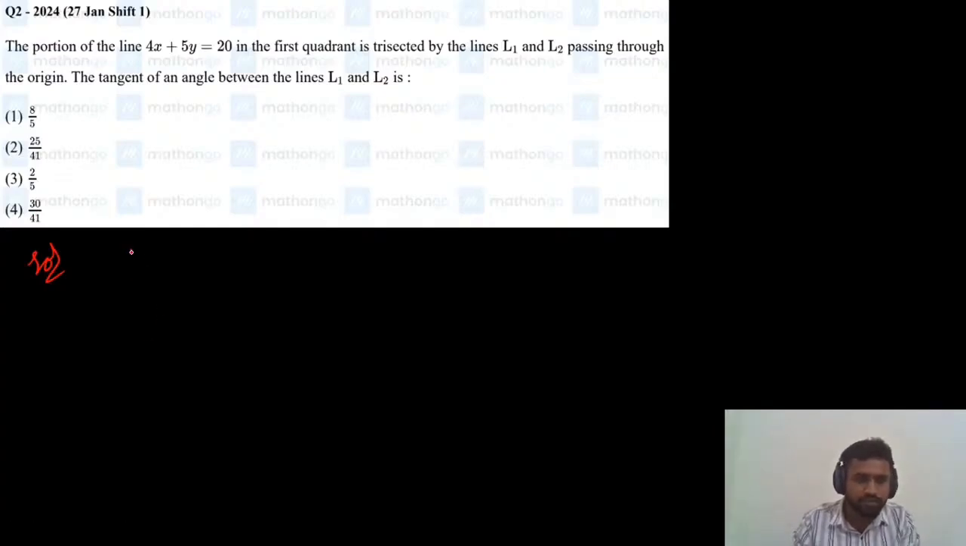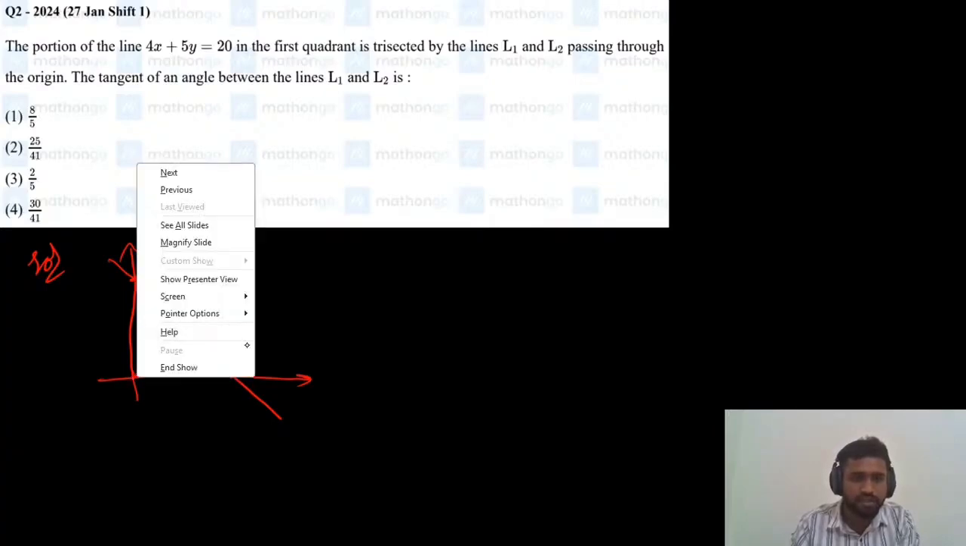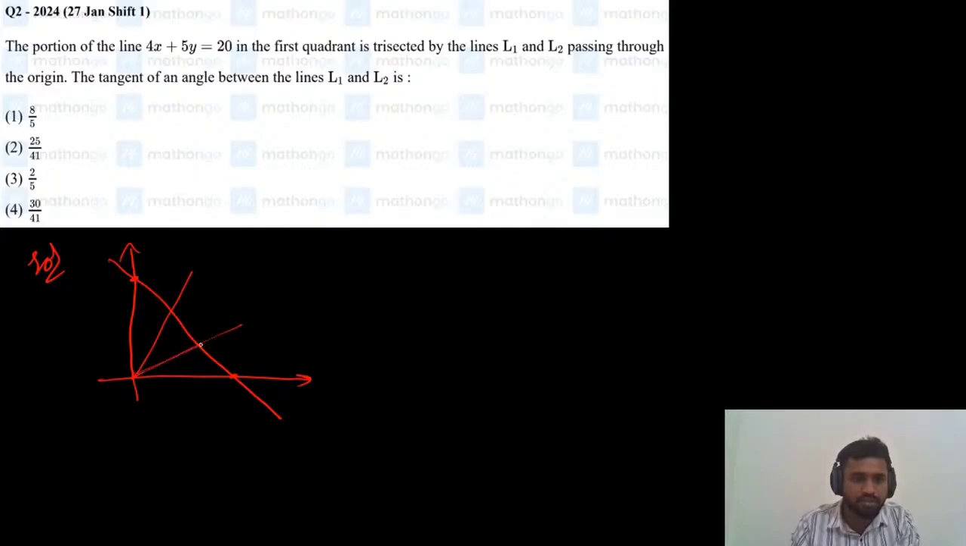Suppose this is the y-axis and this is the x-axis, and this is a given line. In the first quadrant, there are two lines, L1 and L2. This is L1 which is passing through the origin, and this is L2 which is also passing through the origin.